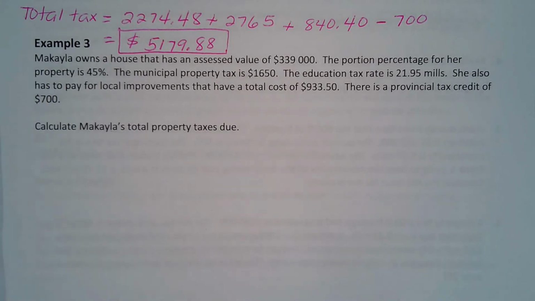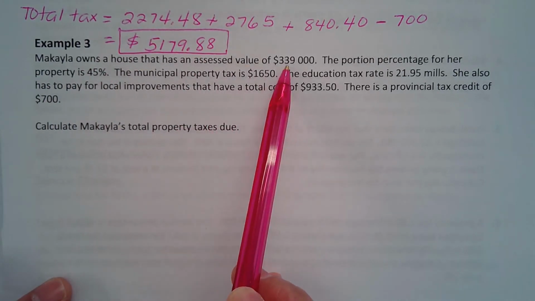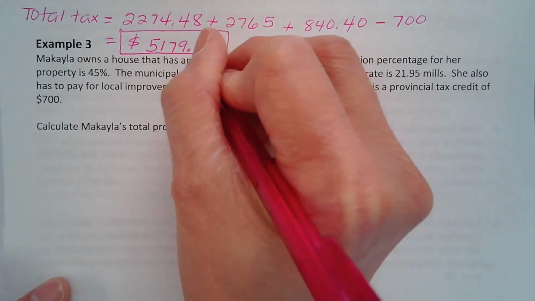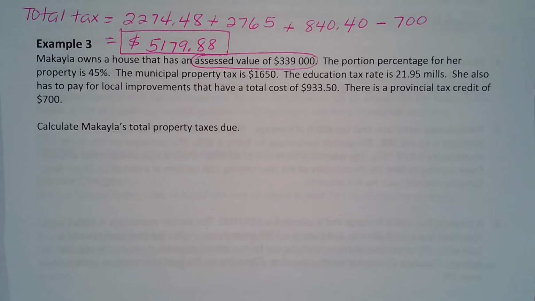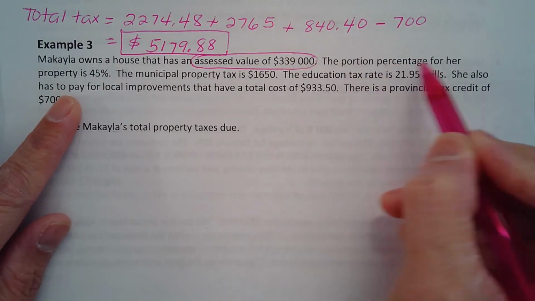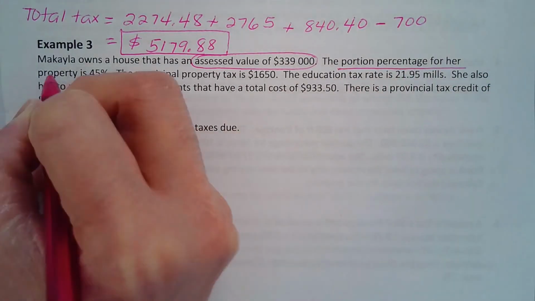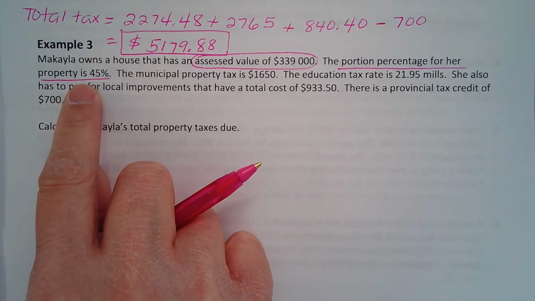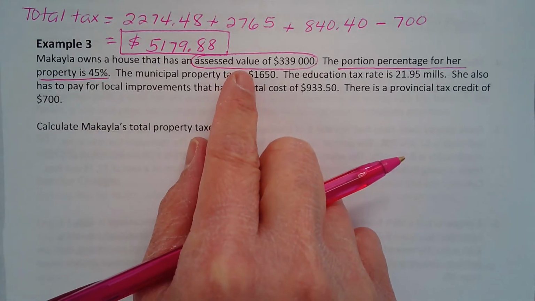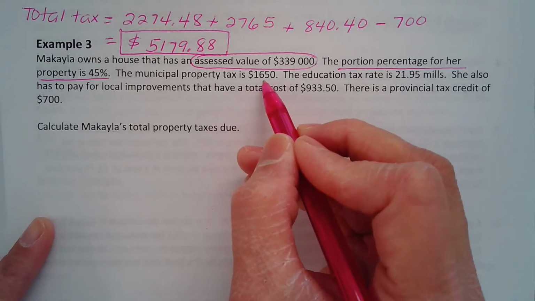Okay, example 3. Michaela owns a house that has an assessed value of $339,000. You look at the words assessed value. That means that's the whole value of the home, right? The whole value. The portion percentage for her property is 45%. So in this case, they didn't tell us a portion assessment, they gave us the total assessment. The municipal tax is $16.50.